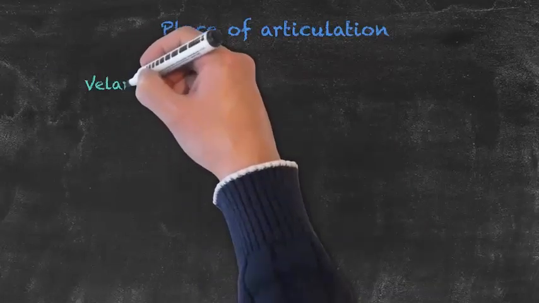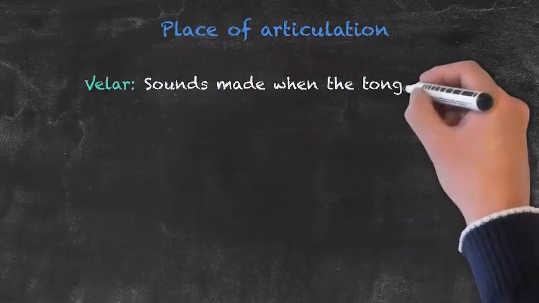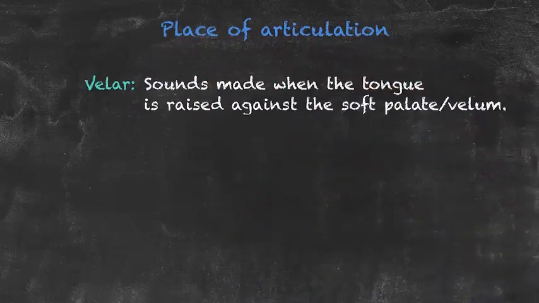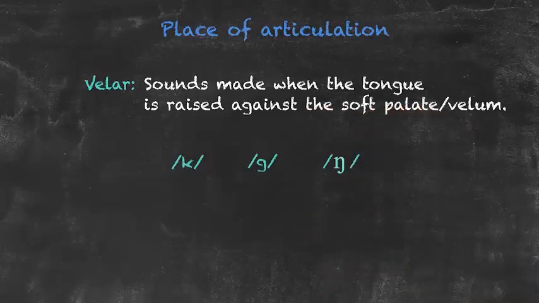Further back now, we have our velar sounds. They're called so because they involve the tongue being raised against the soft palate, and we have a few of those sounds, as in k and g, as well as the ng sound made here.